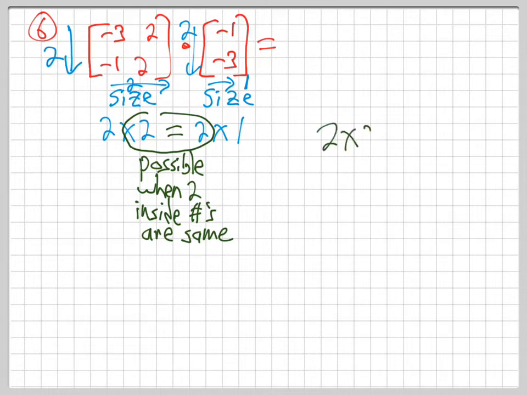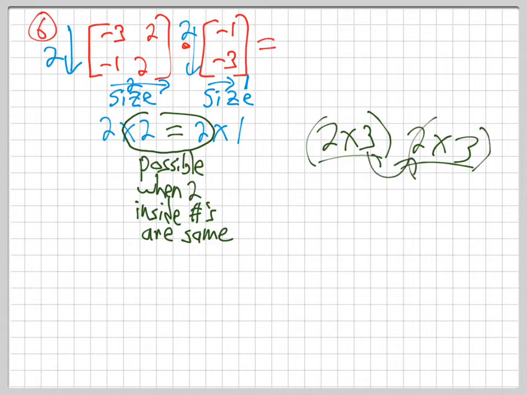So if we tried to do a 2 by 3 matrix and a 2 by 1 matrix, no way. Or even a 2 by 3 with a 2 by 3. Notice those are the same size, but if you tried to multiply those, the two inside numbers are not the same. So you could not multiply two matrices that are both 2 by 3, both the same size. You would not be allowed to multiply them. You could add them or subtract them, right?